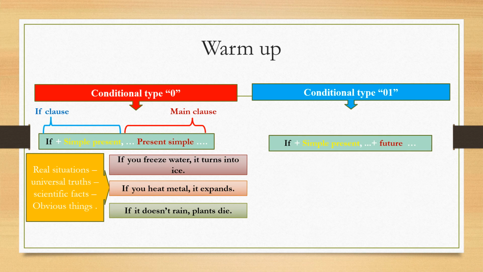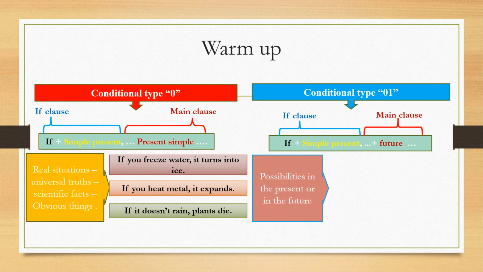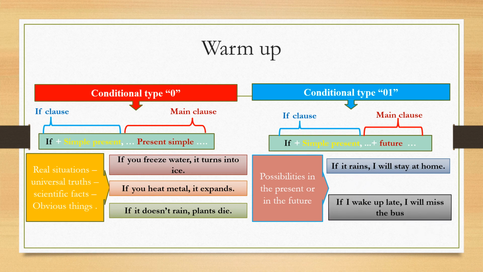So conditional type 1: in the if clause we have if plus simple present, comma, plus future and something else. This is the main clause. We use conditional type 1 for possibilities in the present or in the future. For example, if it rains, I will stay at home. This is a possibility. It may not rain and I will not stay home. Then, if I wake up late, I will miss the bus. This is a possibility.